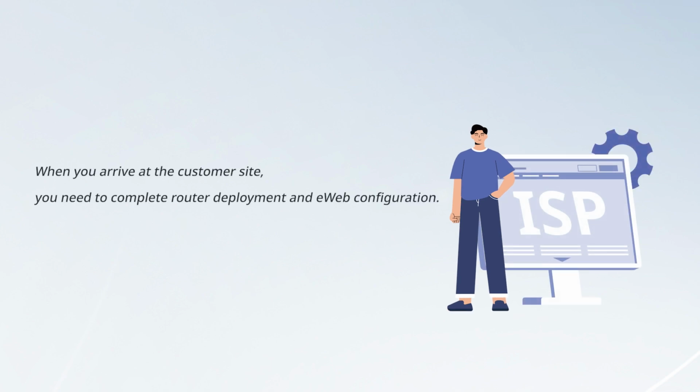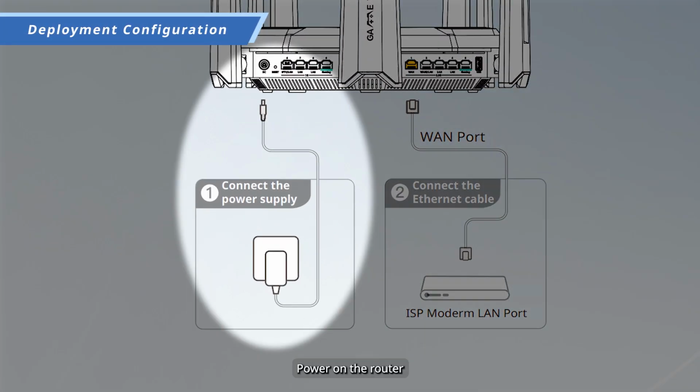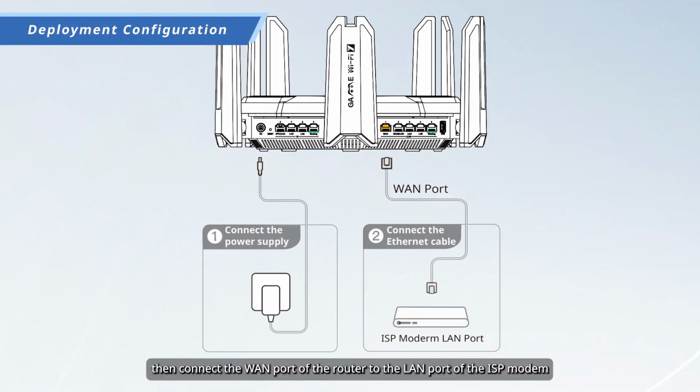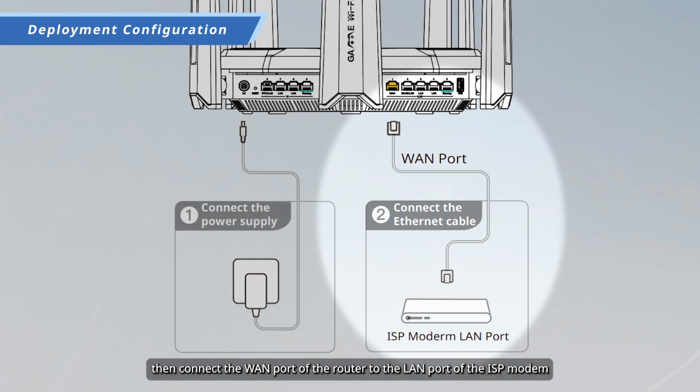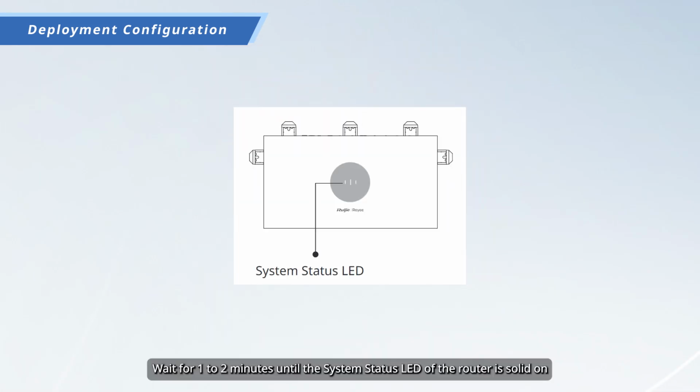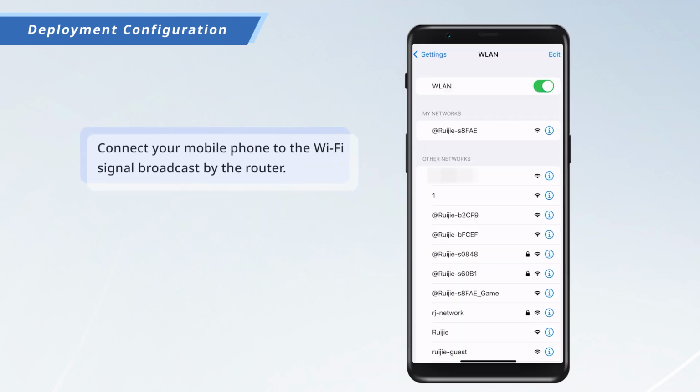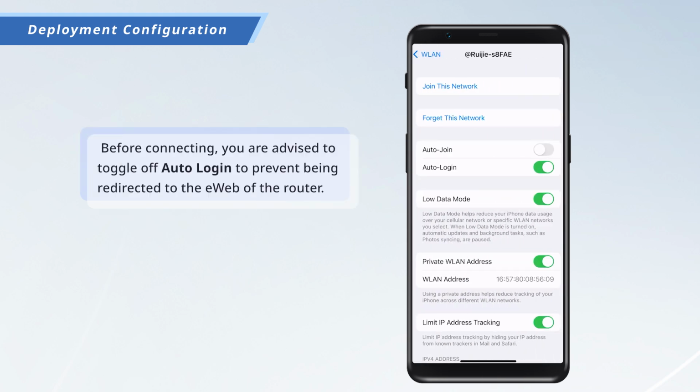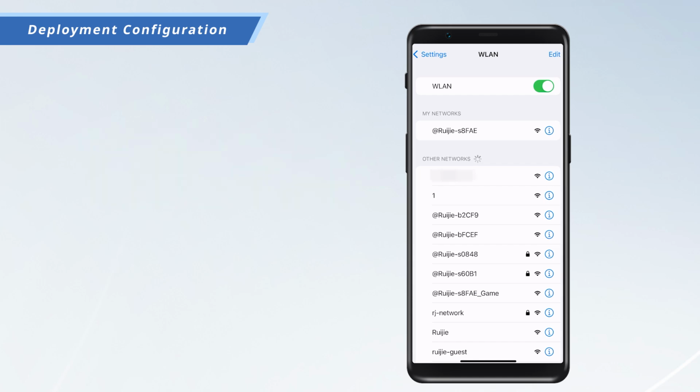When you arrive at the customer site, you need to complete router deployment and eWeb configuration. Power on the router. Then connect the WAN port of the router to the LAN port of the ISP modem. Wait for 1 to 2 minutes until the system status LED of the router is solid on. Connect your mobile phone to the Wi-Fi signal broadcast by the router. Before connecting, you are advised to toggle off auto login to prevent being redirected to the eWeb of the router.